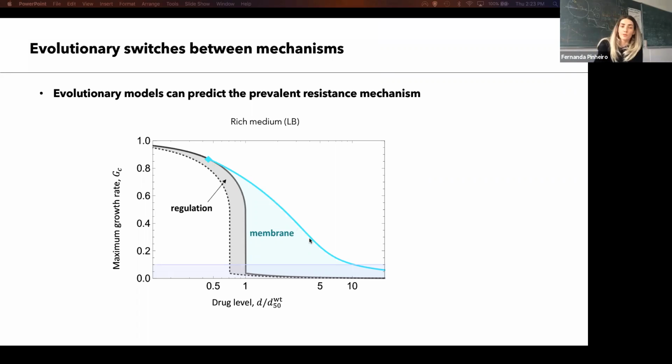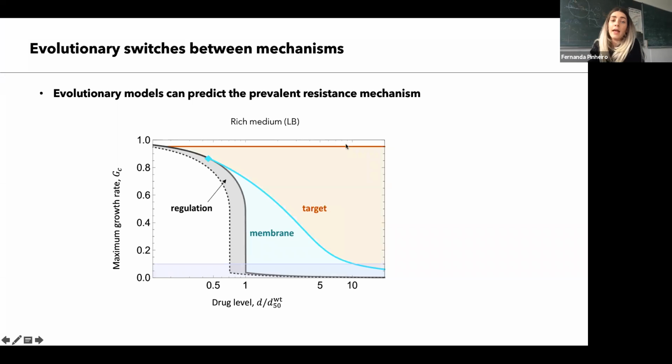And membrane mutations wouldn't be anymore something that would help the bug to grow. So here we would expect to see a different mechanism taking over. We would need a different viable mechanism for growth. And when we compare what we get from the optimal growth rates of target mutations, so for the mutants that we had in our experiment, target mutations were very insensitive to the drug. We had a flat line. So we would see that this would be a viable mechanism to be selected to appear.